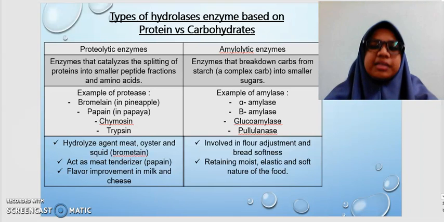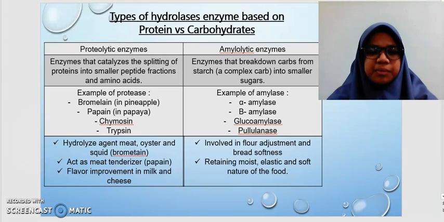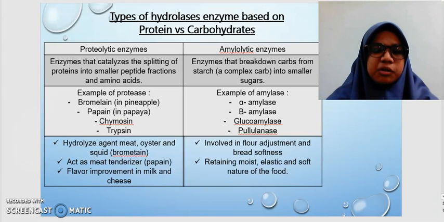Next, amylolytic enzyme is an enzyme that breaks down carbohydrates from starch into smaller sugars. Amylolytic enzyme is also known as amylase. For example, alpha amylase, beta amylase, maltase, glucoamylase, and pullulanase. More than that, proteolytic enzyme and amylolytic enzyme have many functions in the food industry.